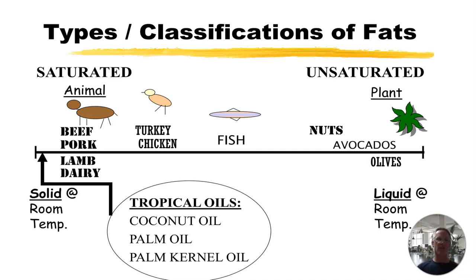Again, you have your saturated animal fats, you have your unsaturated plant fats. You have to understand that not all plants are unsaturated, because you do have your tropical oils, the coconut oils and whatnot. And then fish is another one that's in a class of its own.